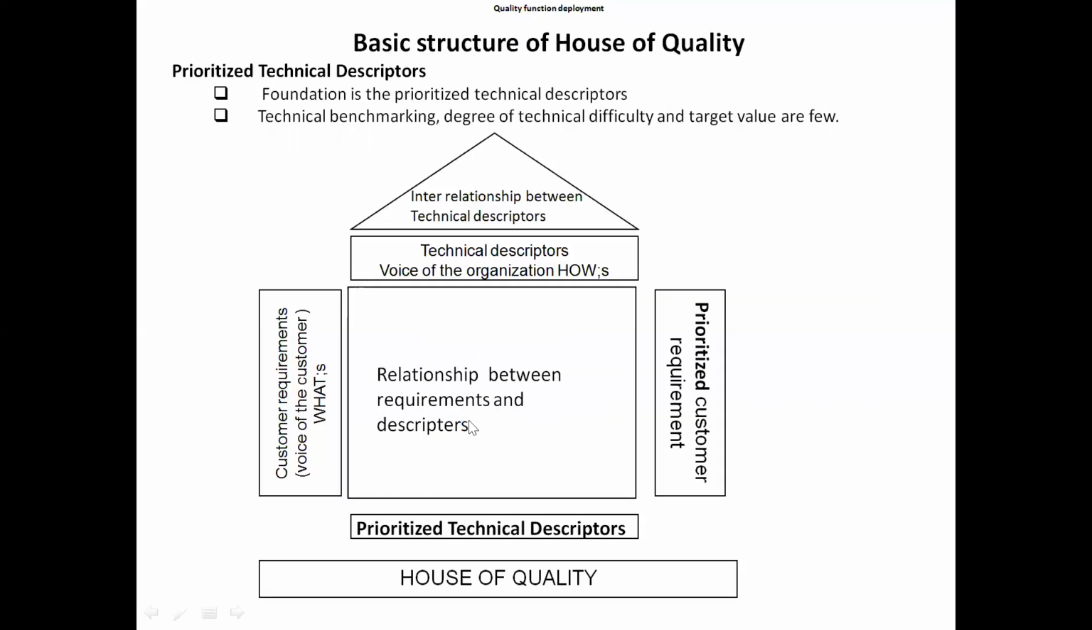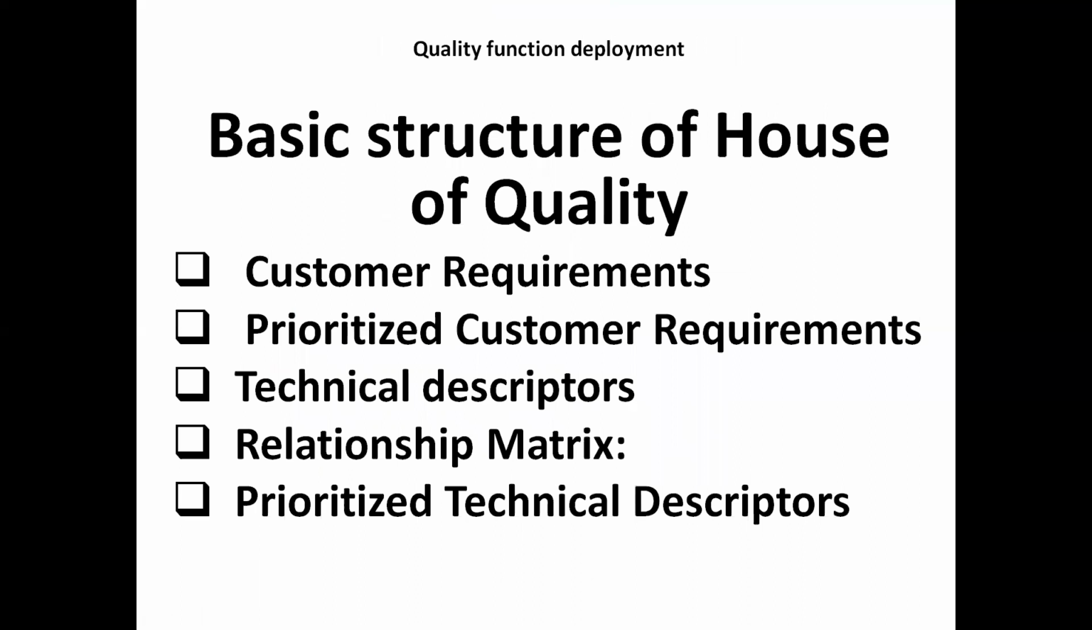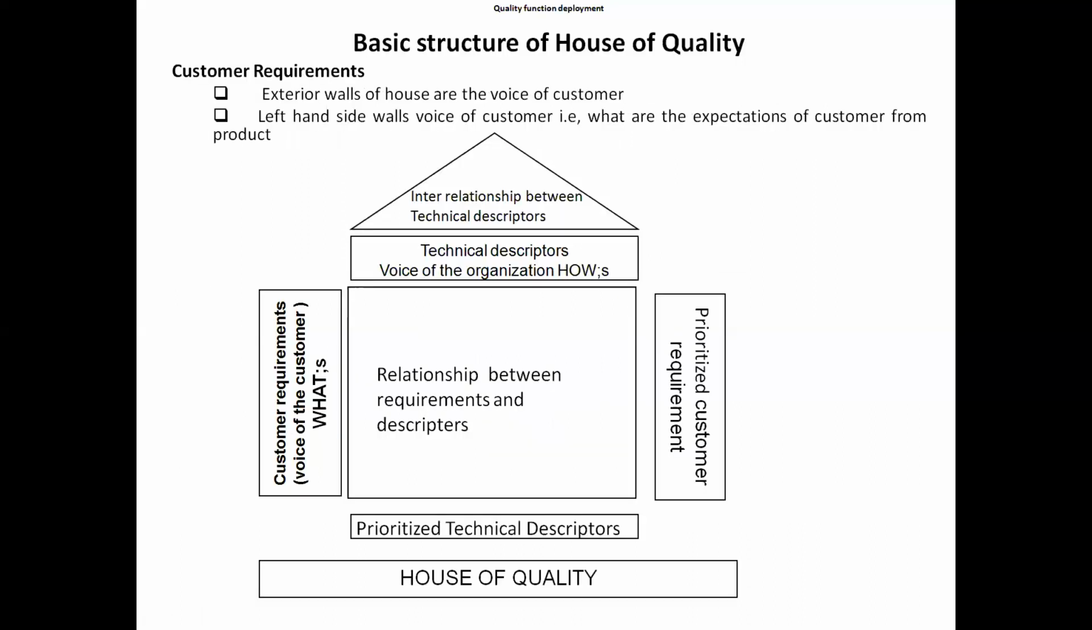Then we see the graph, the basic structure of the house. It consists of the left side and right side wall. The left side is what, the right side is the prioritized customer. The roof is how we are going to manufacture. In between, the hall is called what versus how. Then the prioritized customer is the base. The top one is how to how, the relationship. So by seeing the graph, you can understand the basic structure of the house of quality.